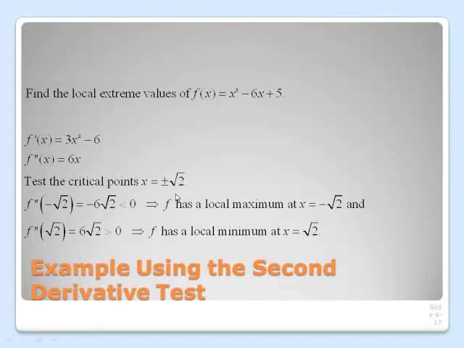To find out if plus or minus square root of 2 is a max or a min, I take both of those values and I put them back into the second derivative. When I do that, for the negative square root of 2, I get a negative value. And for the positive square root of 2, I get a positive value. So because the second derivative is negative, we have a local max. And because the second derivative is positive, we have a local minimum.